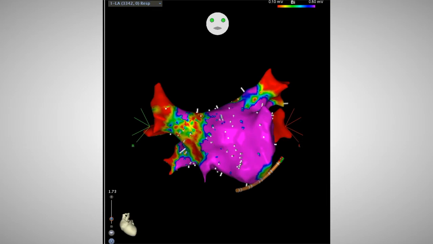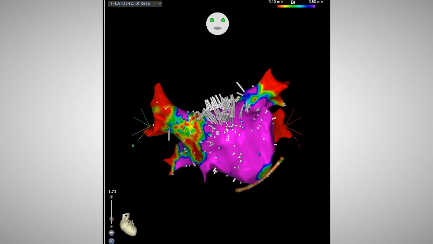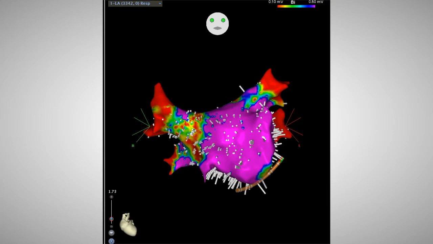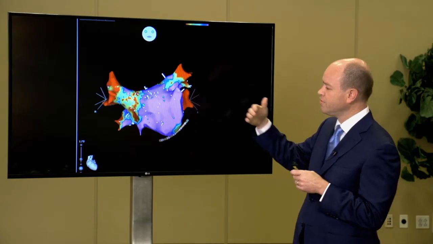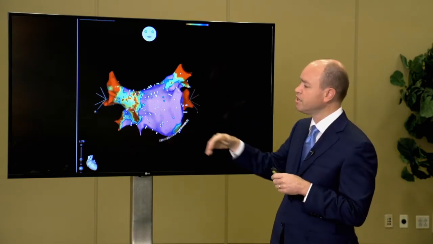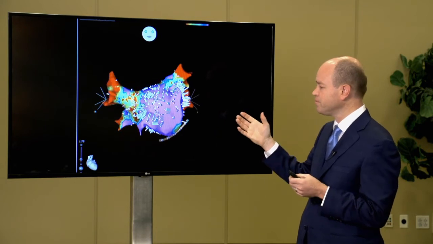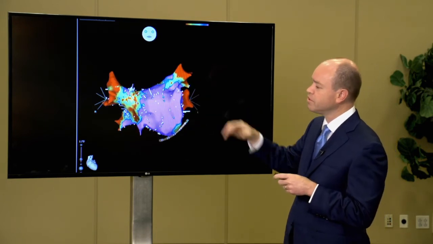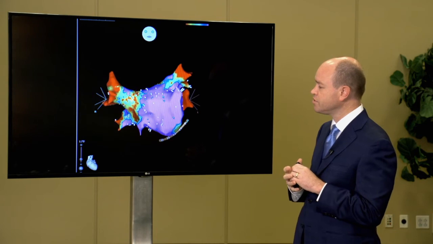Now, using Ripple map, this is displaying the same tachycardia that we were just looking at. Ripple is confirming activation across the roof and down the anterior left atrium and the septum. It emerges out and breaks to the appendage, as is visualized.